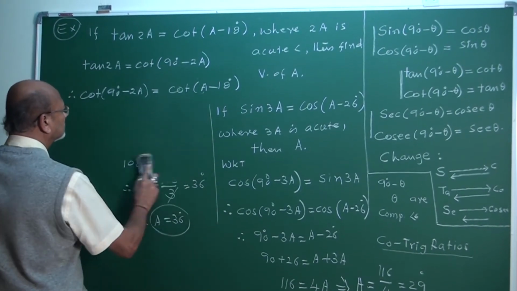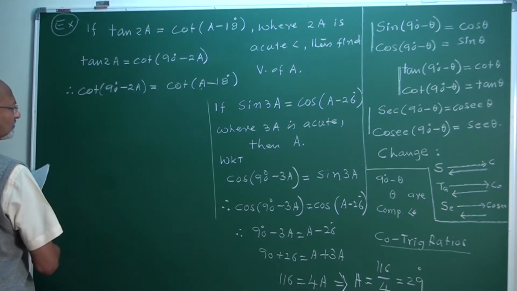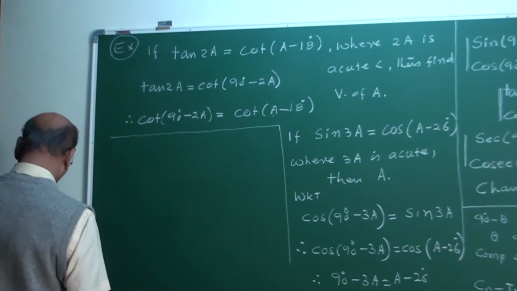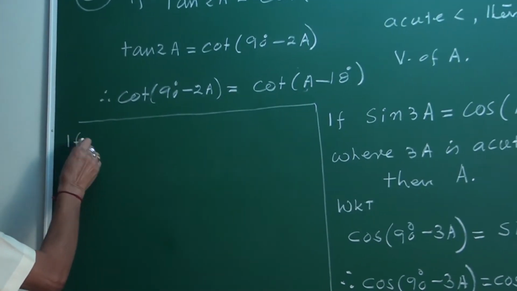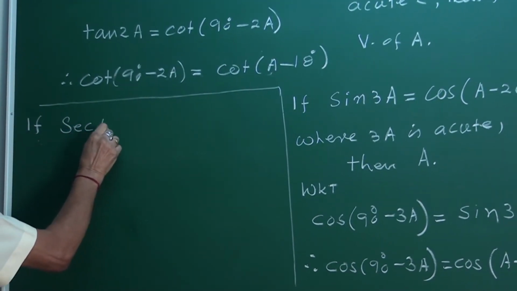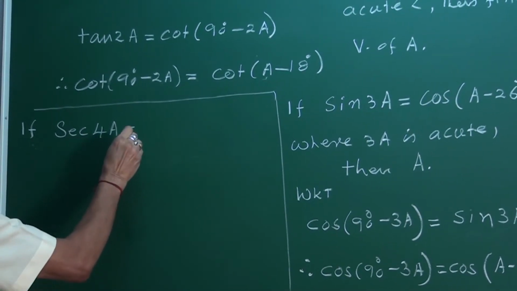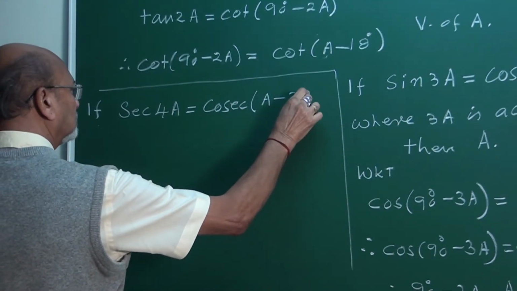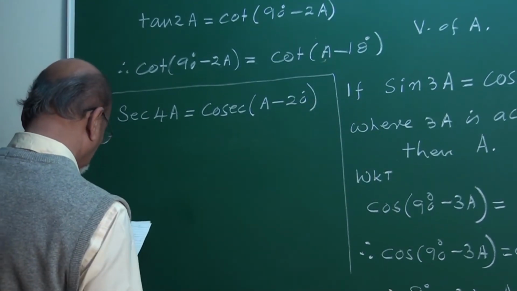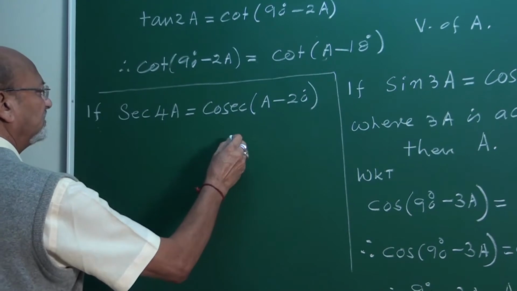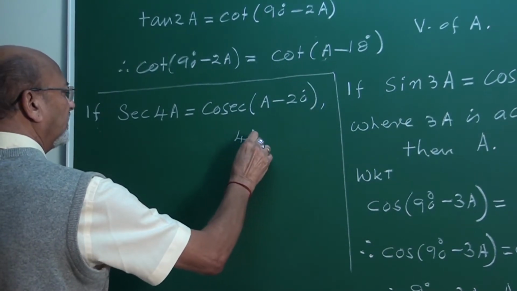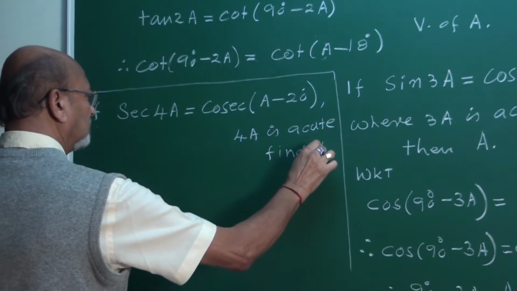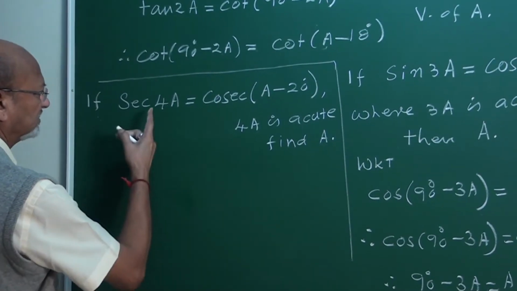One more example is, if sec 4a equal to cosec (a minus 20 degrees). Again, they have given what? As usual, 4a is acute. Find a. Yes, friends, this is given.